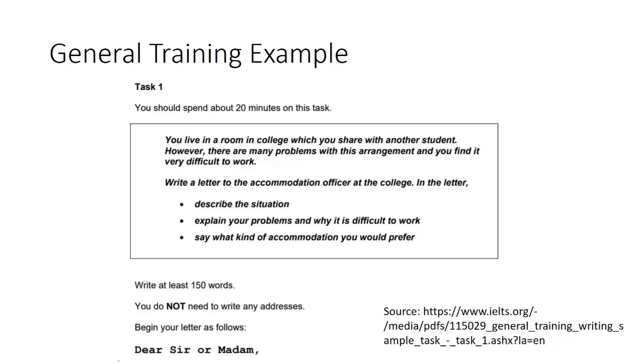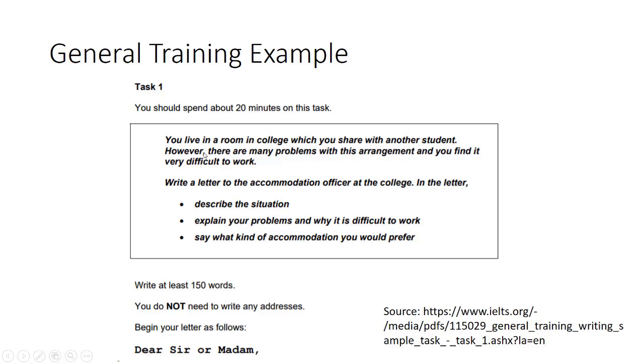Okay, so this is an example. I got this from the official IELTS website, and this is very typical of what you'll see. So the question will give you background information. So you live in a room in college which you share with another student. However, there are many problems with this arrangement and you find it very difficult to work. Okay, so it's basically just giving you the context. It's giving you the information. Then it tells you who to write to. Write a letter to the accommodation officer at the college.